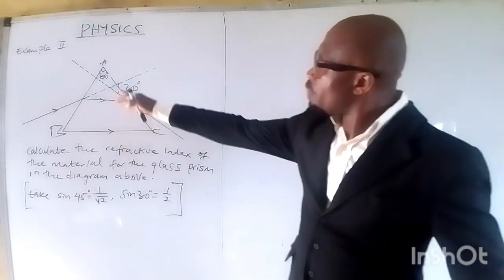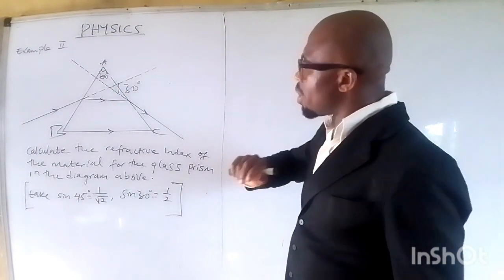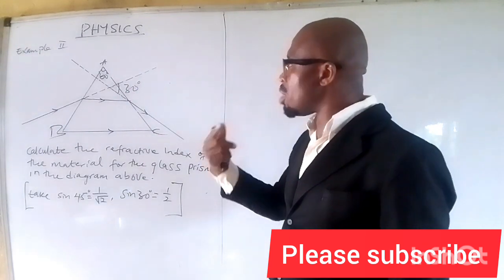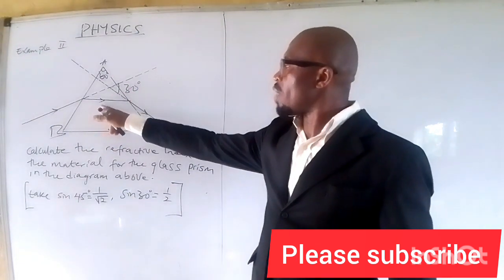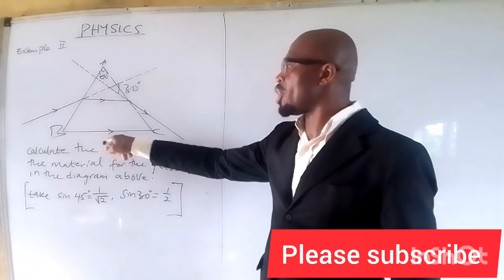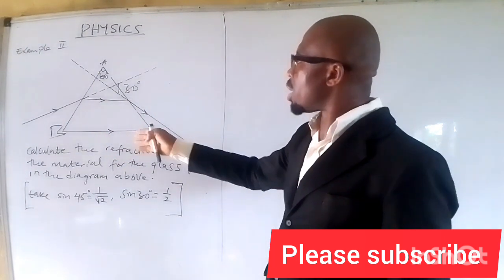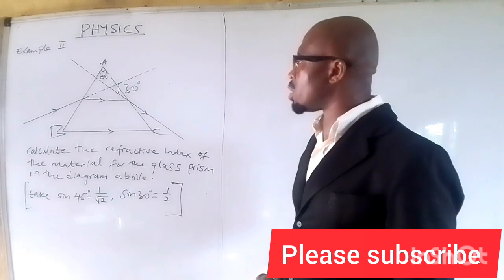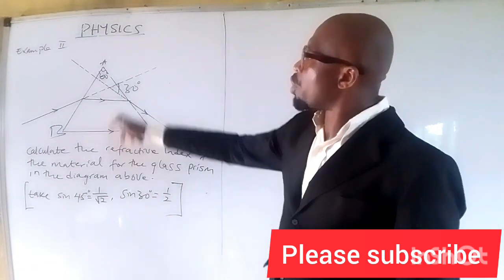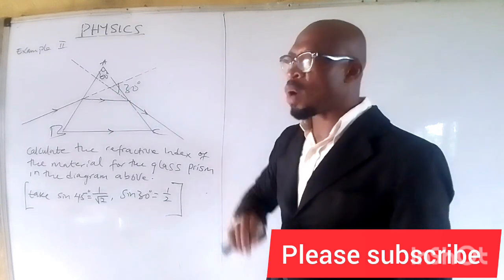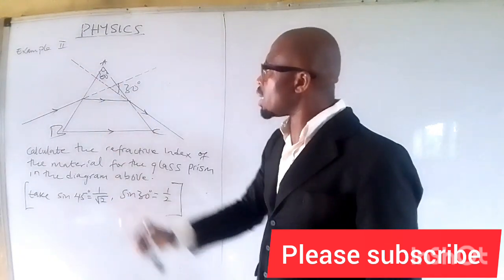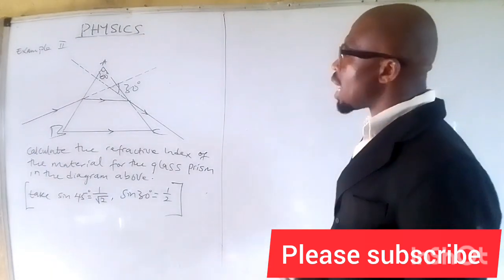Remember, from this diagram, we said in our last video that at minimum deviation, the refracted ray will pass symmetrically through the prism, parallel with the base of the prism. Now, remember, here is our angle of deviation. The 60 is the refracting angle of the prism.